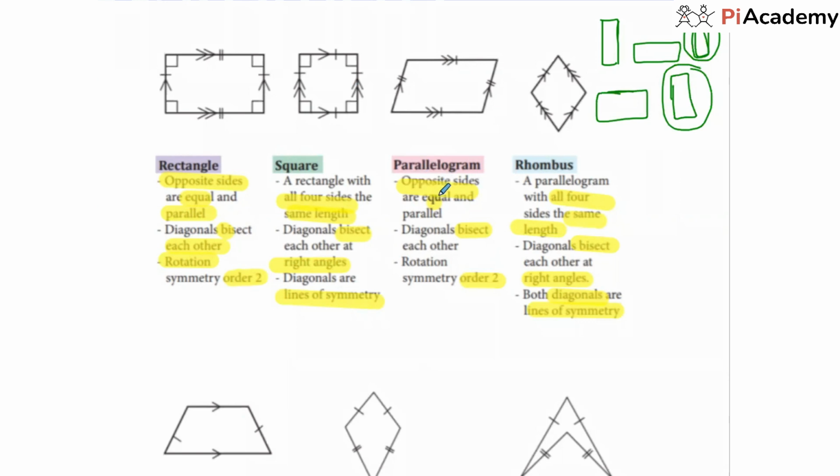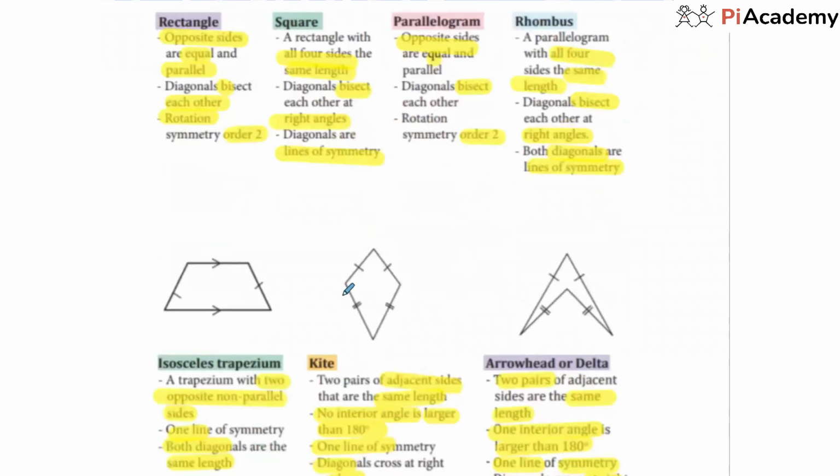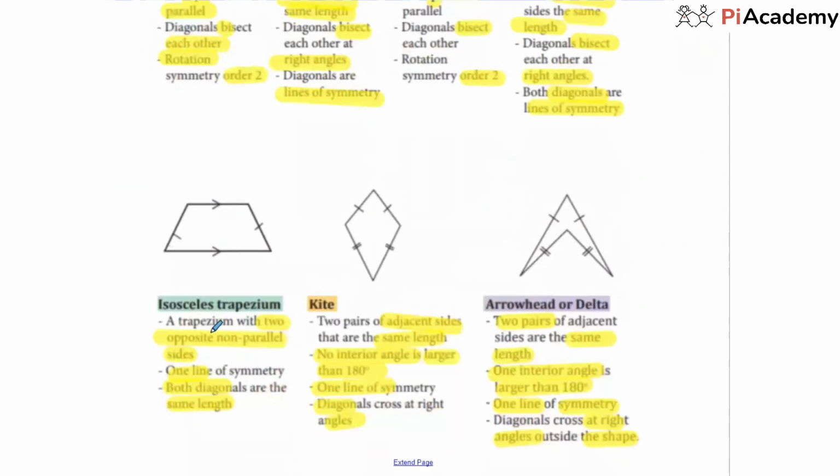Parallelogram: opposite sides are equal and parallel, diagonals bisect each other, and rotational symmetry order 2. Rhombus: a parallelogram with all 4 sides the same length, diagonals bisect each other at right angles, and both diagonals are lines of symmetry. Isosceles trapezium: a trapezium with 2 opposite non-parallel sides equal, 1 line of symmetry, and both diagonals are the same length. Kite: 2 pairs of adjacent sides of the same length, no interior angle is larger.